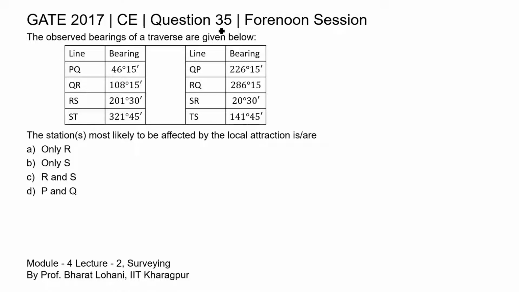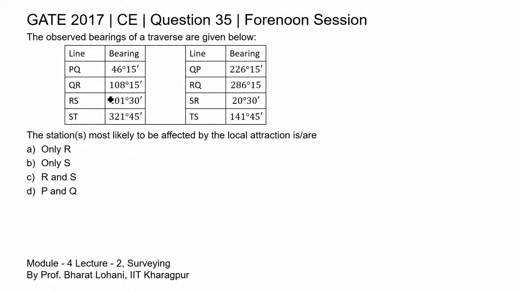This is question 35 of civil engineering paper of GATE 2017 forenoon session. The observed bearings of a traverse are given below. The station most likely to be affected by the local attraction is.